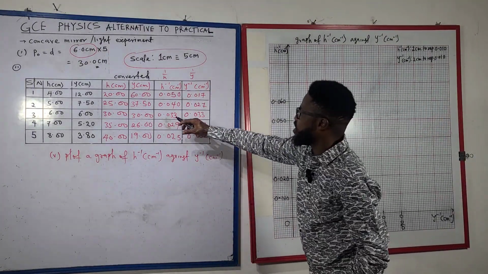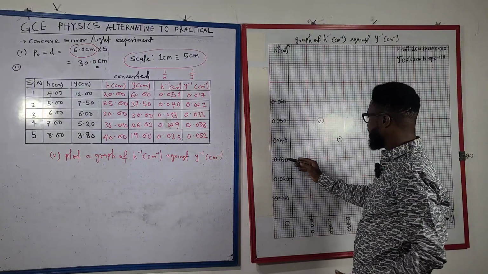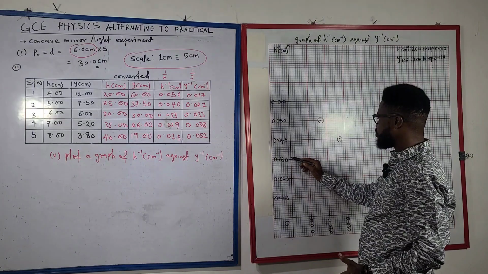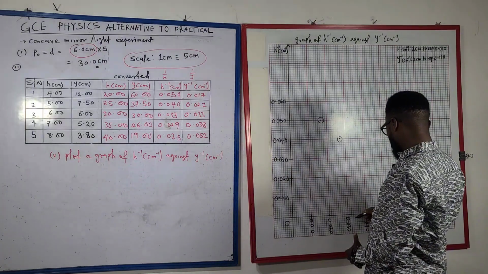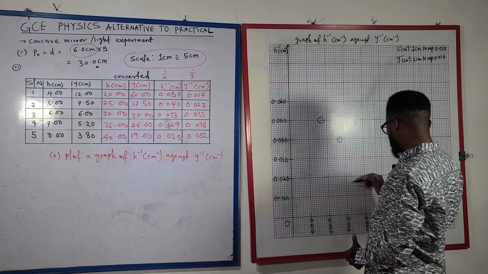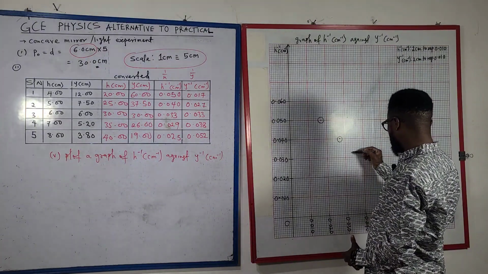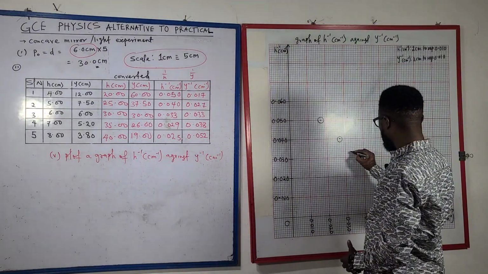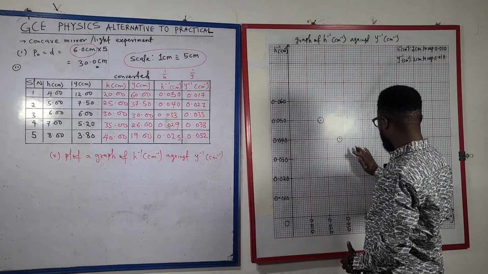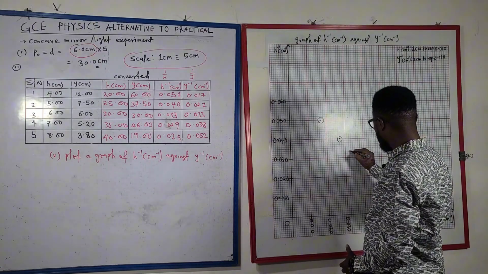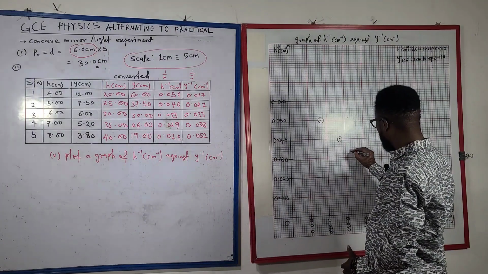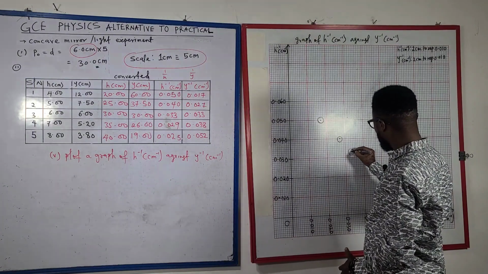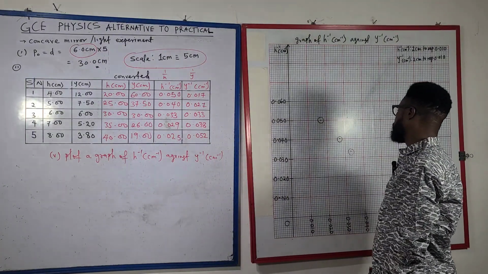Now the third one is 0.033 and 0.033. This is 0.030, 31, 32, 33, and of course 33 here as well. So you just try to locate that. That is somewhere around here. Okay, let me get that in. So we've been able to do that.